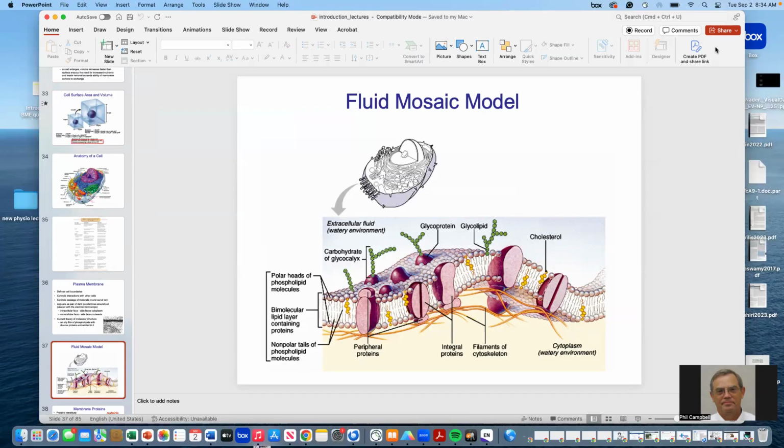All right, so the next thing is the fluid mosaic model. Again, I'm old enough to remember when this was just proposed, in the late 60s, early 70s. It is no longer new. It's now fairly established science. Notice these little balls. These are the heads of phospholipids. They are hydrophilic, which means they're attracted to water. The tail portion, the double tails, are hydrophobic. They are repelled from water.